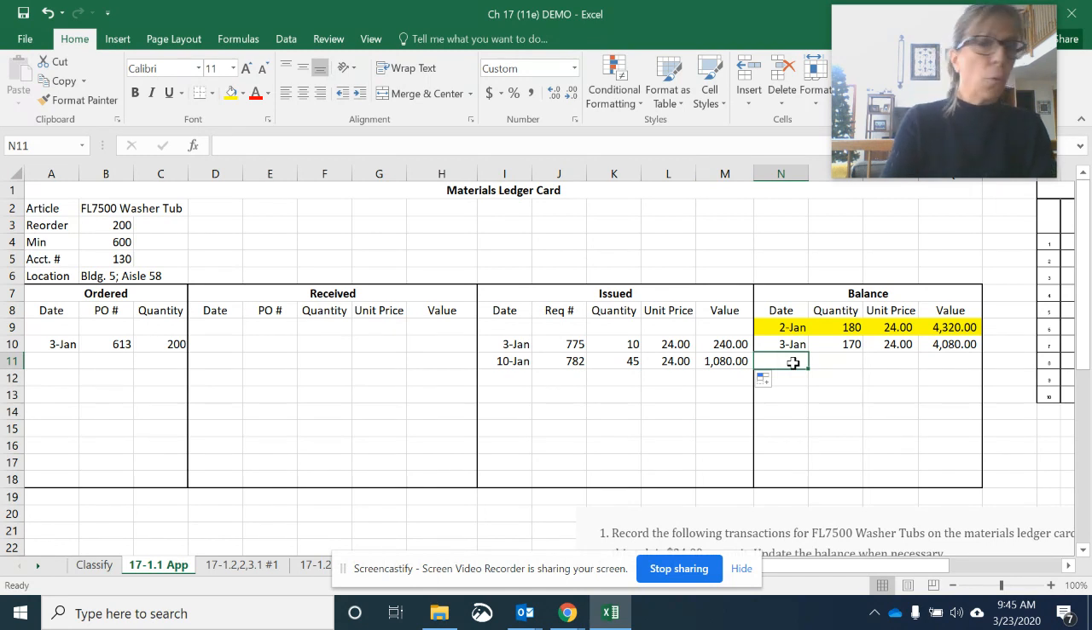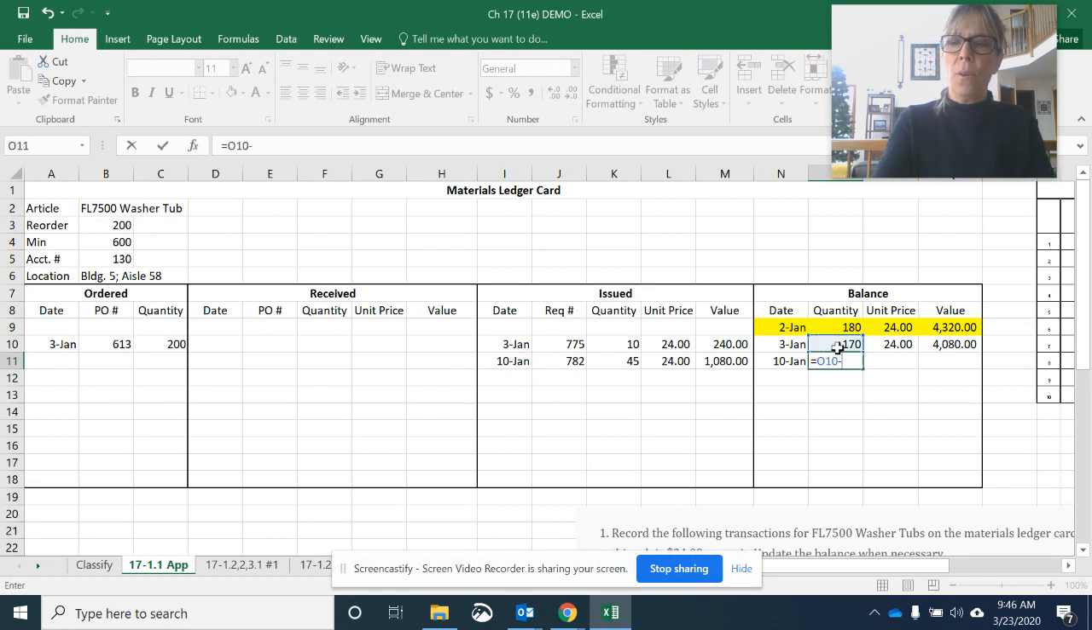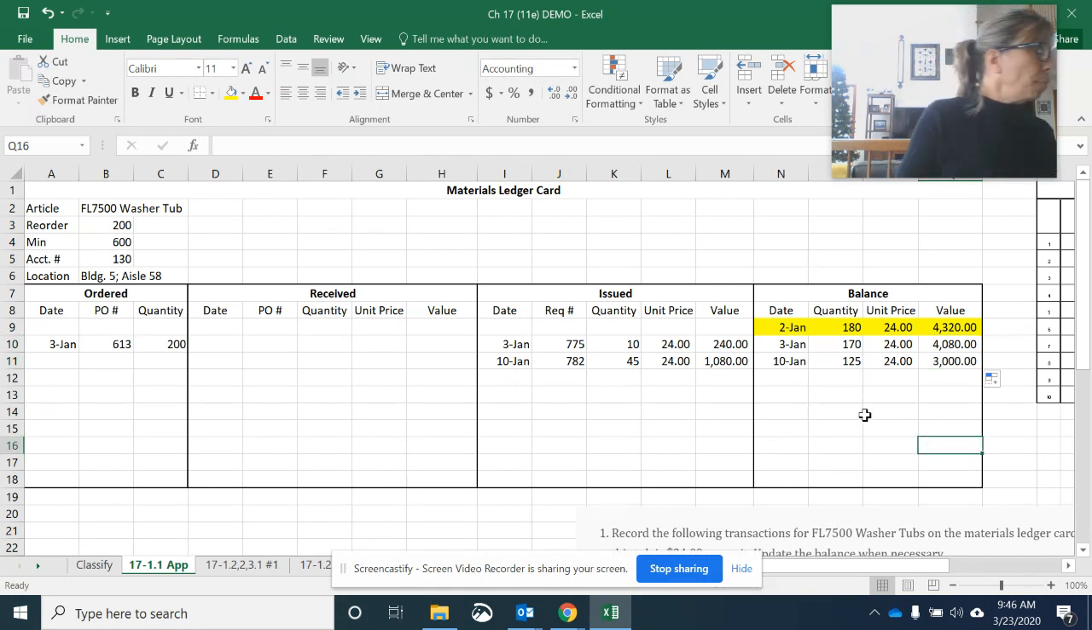And once again, we're going to update our balance. All right, so you know what's going on right now. We're going to subtract the 45 from the 170 to give us a running balance. We're going to put 24 down and copy that formula. So right now we have $3,000 worth of inventory in our warehouse. All right, next one is we received the purchase order that we ordered. Thank goodness, because we really need it. So we're going to be hitting up the received area right now. So what date was that? January 13th.